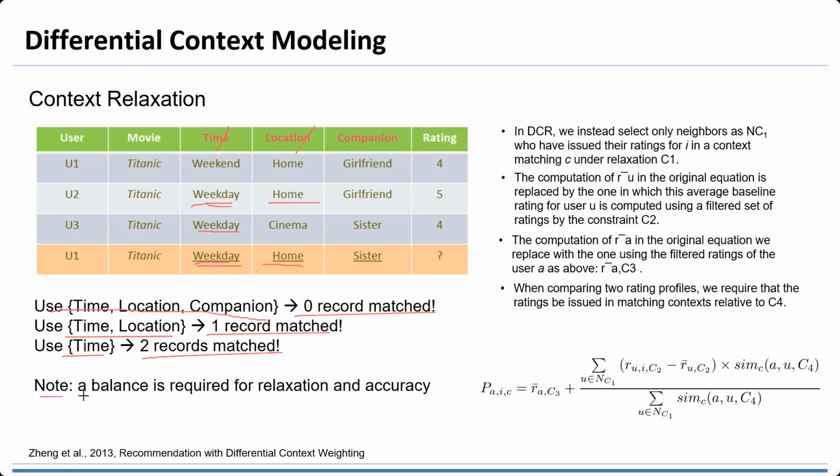Note that a balance is required between relaxation and accuracy. How to balance this? We need to check if they are matching. So we can do some kind of prediction by looking at the rating on the particular context.